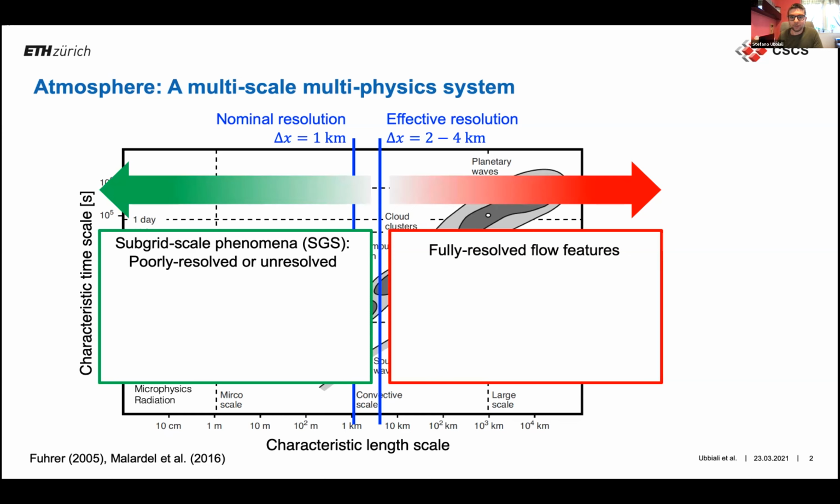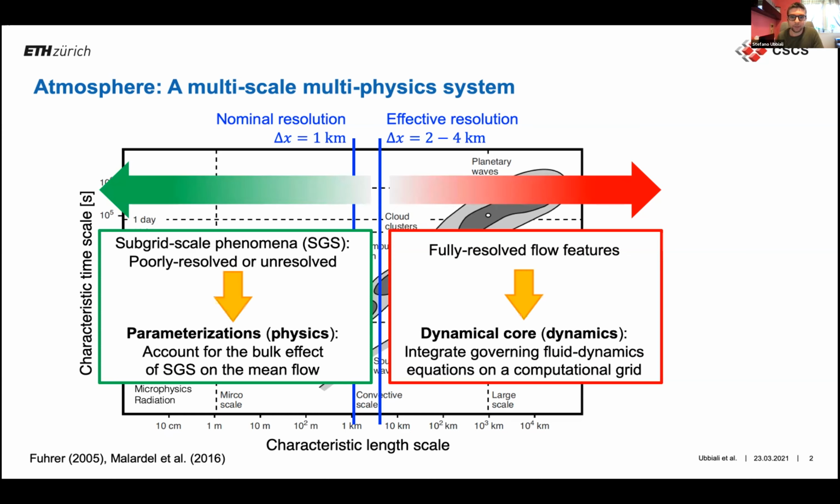And this is reflected in the structure of atmospheric models, which consist of two parts. We have the dynamical core, which solves the governing fluid dynamics equations over a grid. And then we have parameterizations, which account for physical and chemical subgrid scale phenomena. Throughout the presentation, I'm going to refer to parameterizations and the dynamical core as model components.